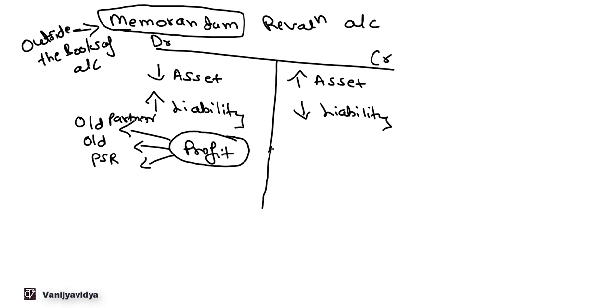So what will happen because of this? The entry here, in the case of profit, will be memorandum revaluation account debit to the capital account of the partners, right? Now if we see, this memorandum revaluation account is not in the books. Now the capital account of the partner is credited.